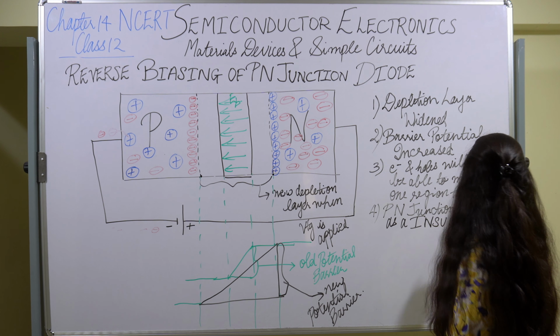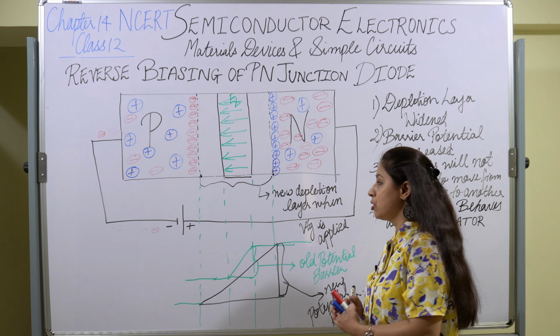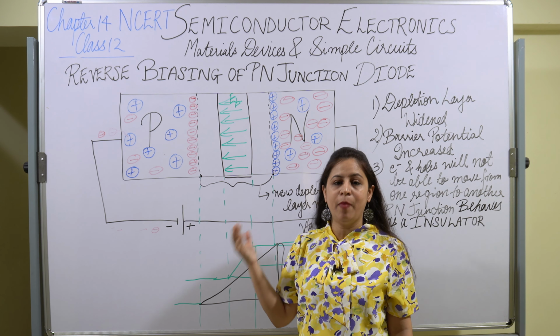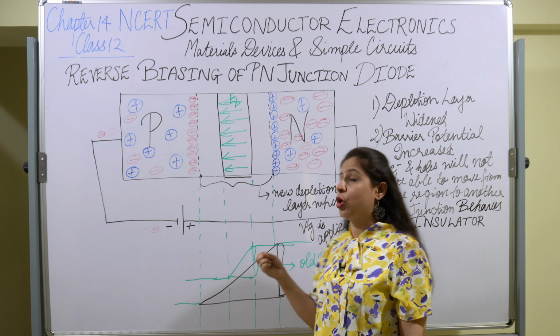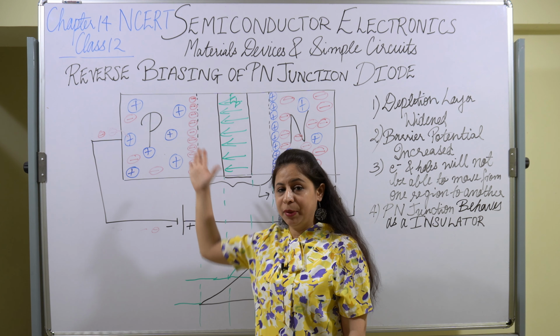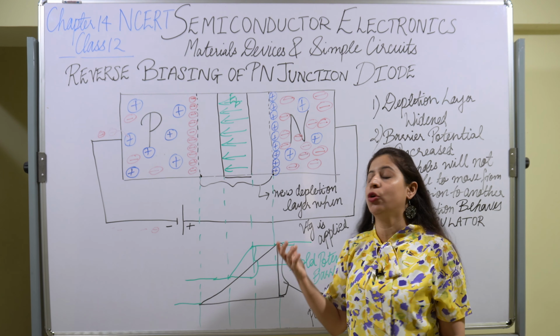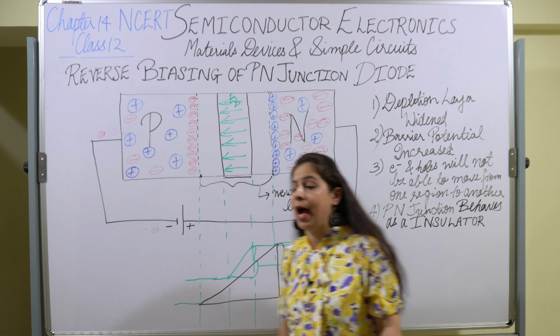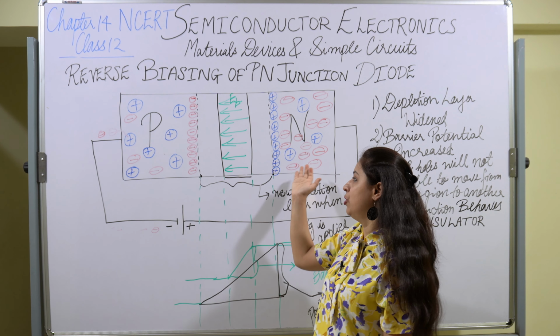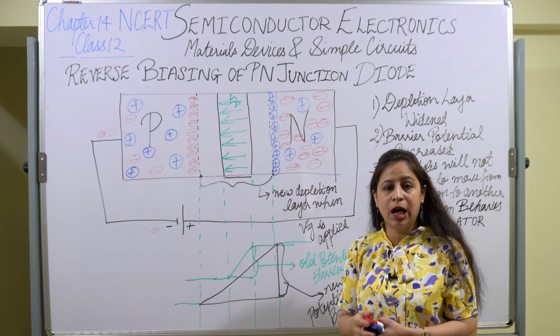Okay, it behaves as an insulator. Although my current will not be constituted with the help of majority charges, because my electrons are majority over here, they will not be able to move over into the P region and recombine and complete their path. And also my holes will not be able to move from the P region to the N region and will not be able to constitute any current.